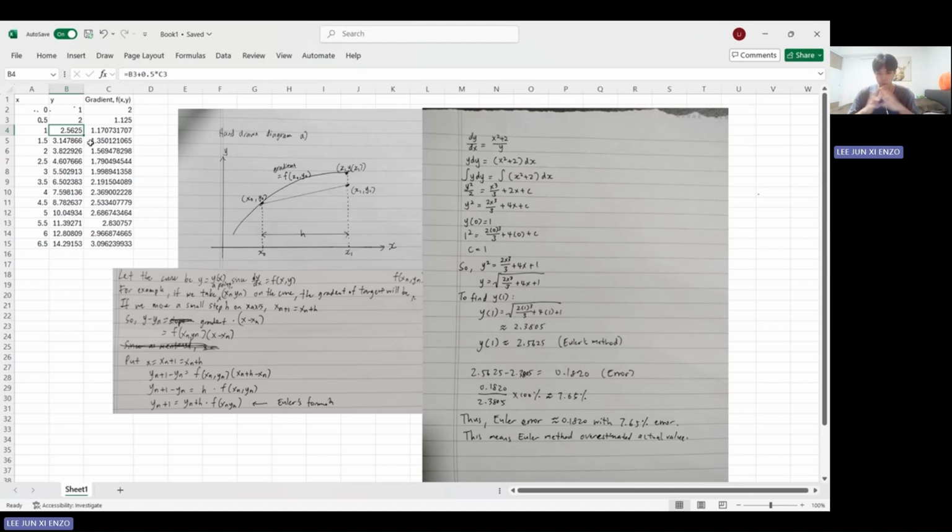So the error between these two, we can find out by subtracting both of them. So 2.5625 minus 2.3805, you actually get an error of 0.1820. Take that over 2.3805, which is from your general solution once again, multiply by 100%, you get 7.65%. Thus, Euler's method has an error of 0.1820, or 7.65% error. This means that Euler's method actually overestimated the actual value.